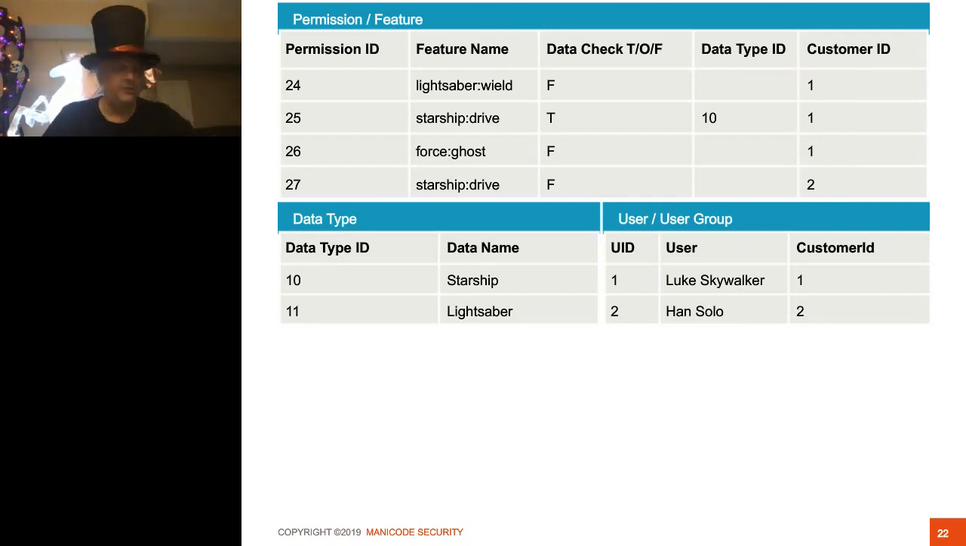So what's going on here? I have wield lightsaber, which doesn't require a data check. That means if you have the wield lightsaber entitlement, you can wield any lightsaber you want. There's drive starship, which does require a data check of type 10, type starship. There's the Force Ghost power. That implies if you've got the power, you can use it.